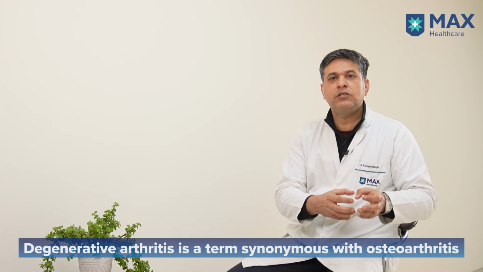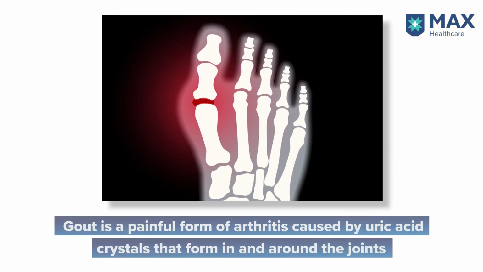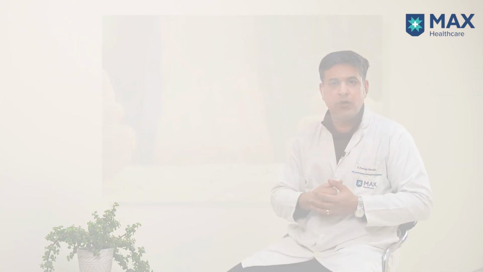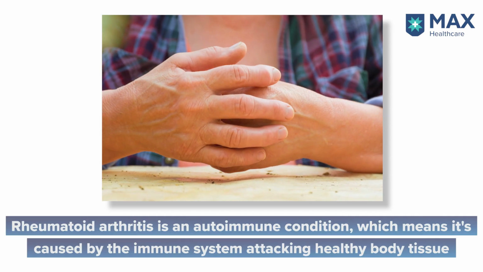See, arthritis, as I said, is not a disease. Arthritis can be because of age, degeneration. That's degenerative arthritis, which is the most common cause of arthritis, also known as osteoarthritis. Then there is gouty arthritis, that means arthritis because of gout, where your protein metabolism is hampered and your uric acid levels are high. Then comes rheumatoid arthritis, again an inflammatory cause of arthritis.